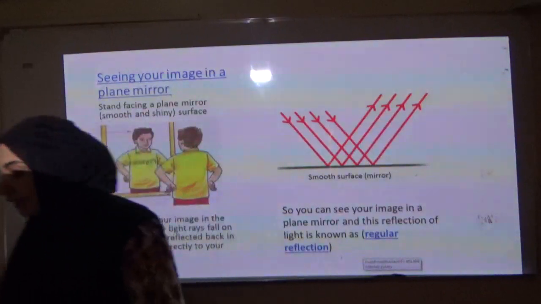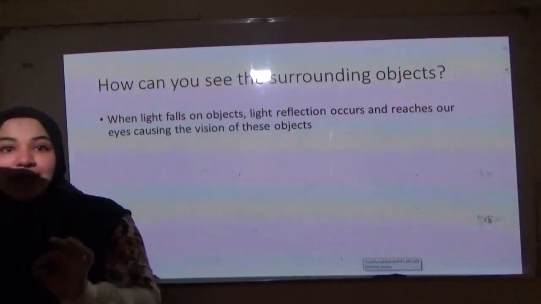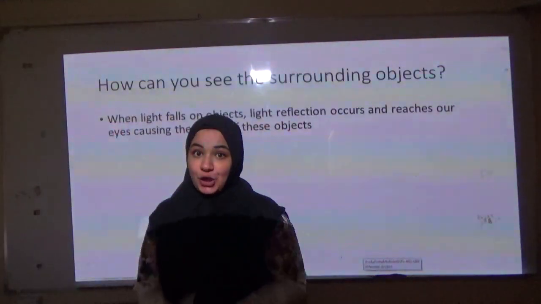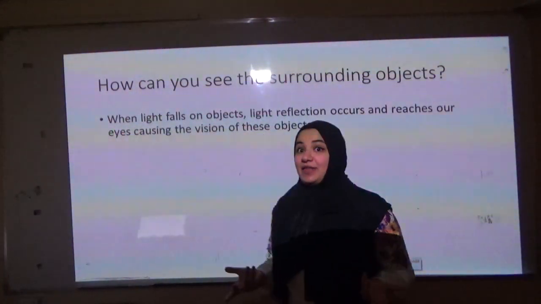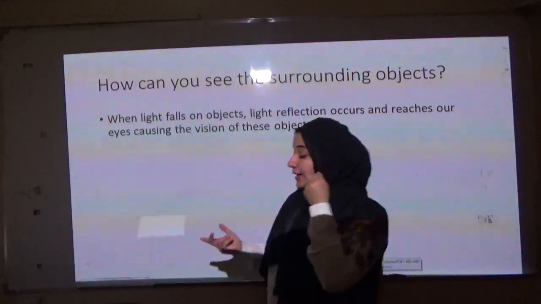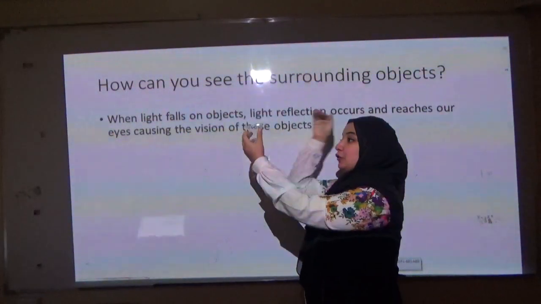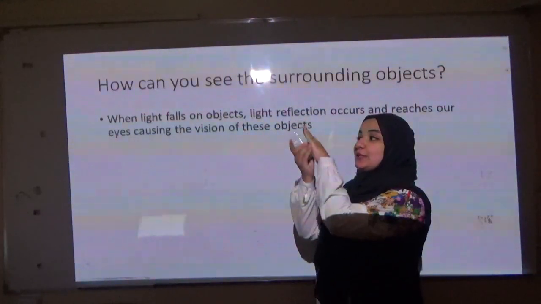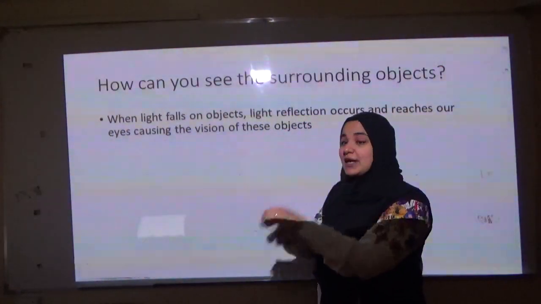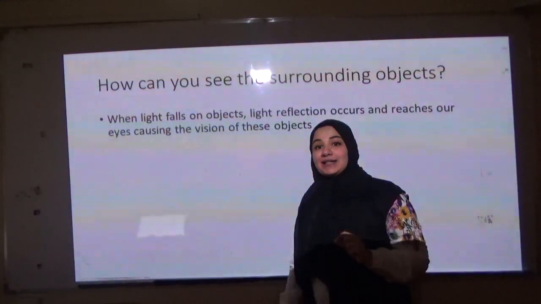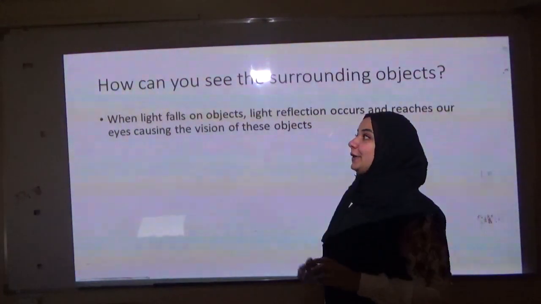Here a question should come in every exam. How can I see the surrounding objects? How can I see this piece of glass? Because light falls on it, which is a smooth and shiny surface, and then becomes reflected to my eyes so that I can see it clearly.